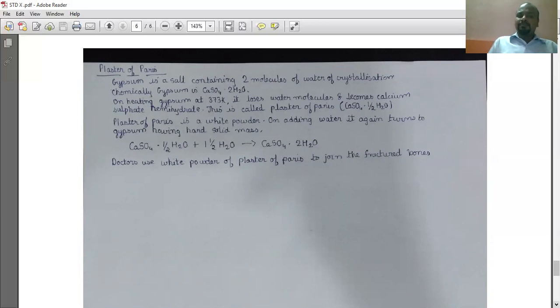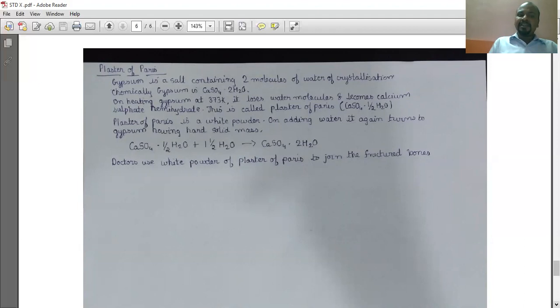On heating gypsum at 373 Kelvin temperature, it loses water molecules and becomes calcium sulfate hemihydrate. This is called plaster of Paris. The formula of it is CaSO4·½H2O. Plaster of Paris is a white powder. On adding water, it again turns to gypsum, having a hard solid mass.